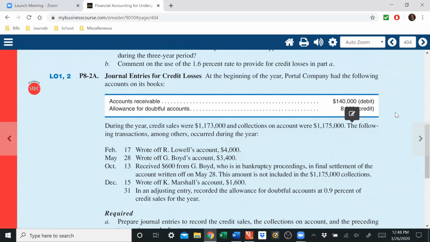We know they use the allowance method, not the direct write-off method, because they have an allowance for doubtful accounts account, right? Under the direct write-off method, you don't have that account. So they use the allowance method. Let's make a journal entry for the credit sales.